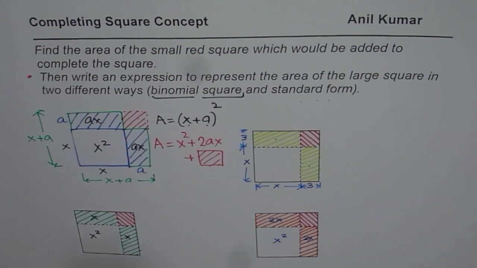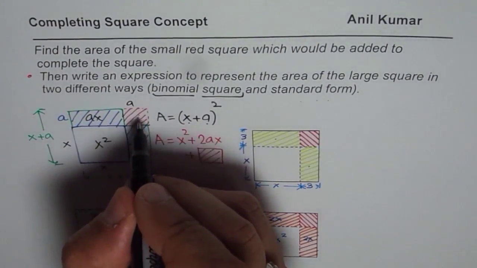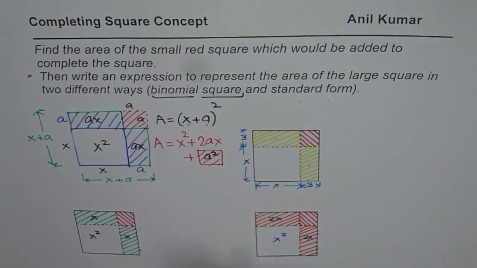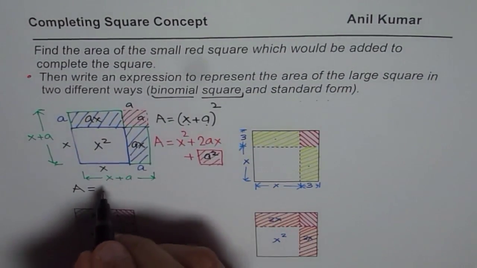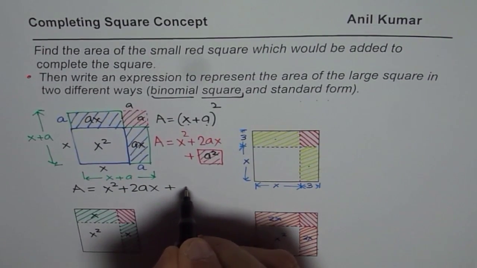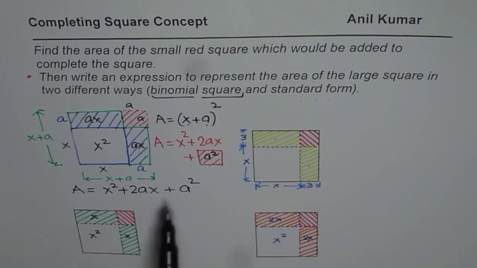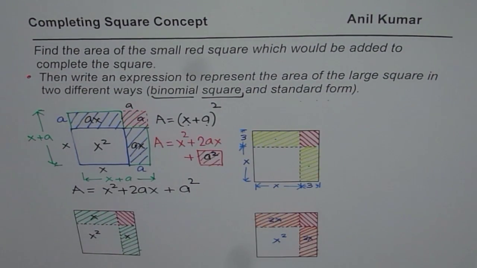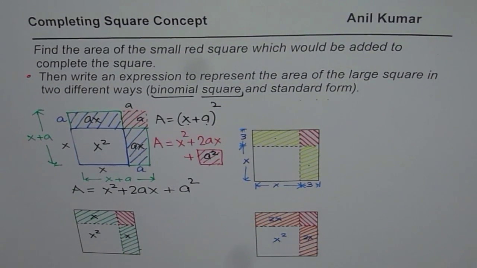Now what is the area of this small square? Well, it should be A times A. Well, the dimensions are A and A. If I multiply, I get A square. That's what it is. So I could write this as, let me write now here clearly, area should be equal to x square plus 2ax plus a square. Got it. So that is the general form, and that is your quadratic form in standard form, right? Quadratic equation in standard form, and this is binomial square. I hope now the question is absolutely clear.